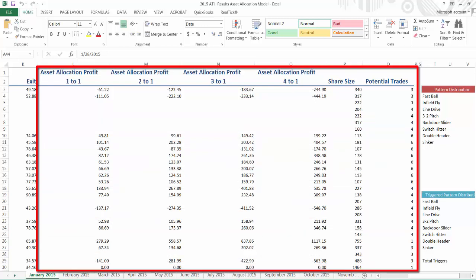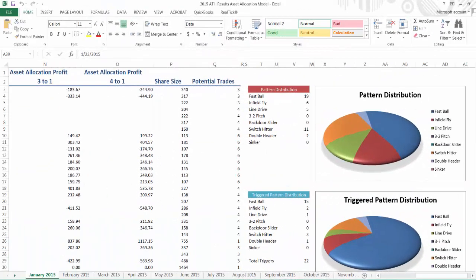So we see the days that we lost money, we see the days that we made money, we see how many trades there were on a day that we made money, and we can go through and really start doing some pretty neat analytics based on all this. Now, if you move further over to the right, what you see are these pie charts and these pattern distributions.